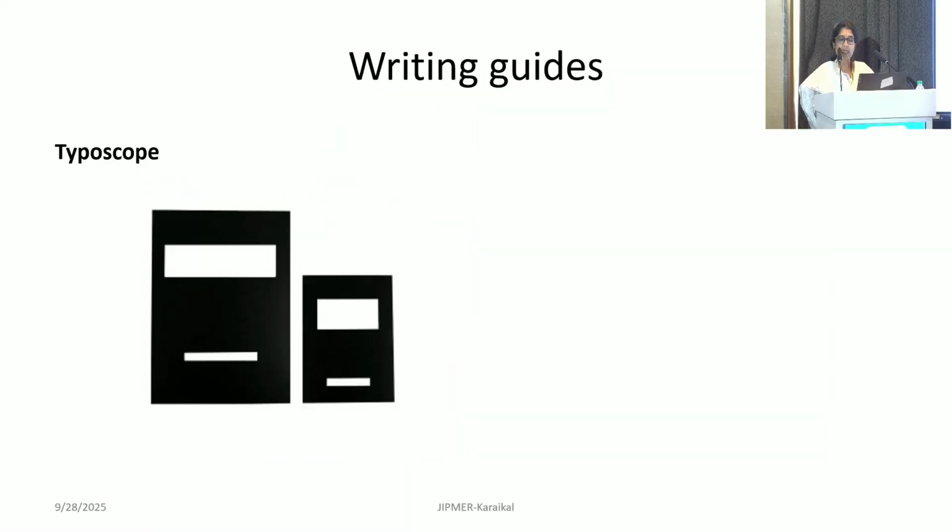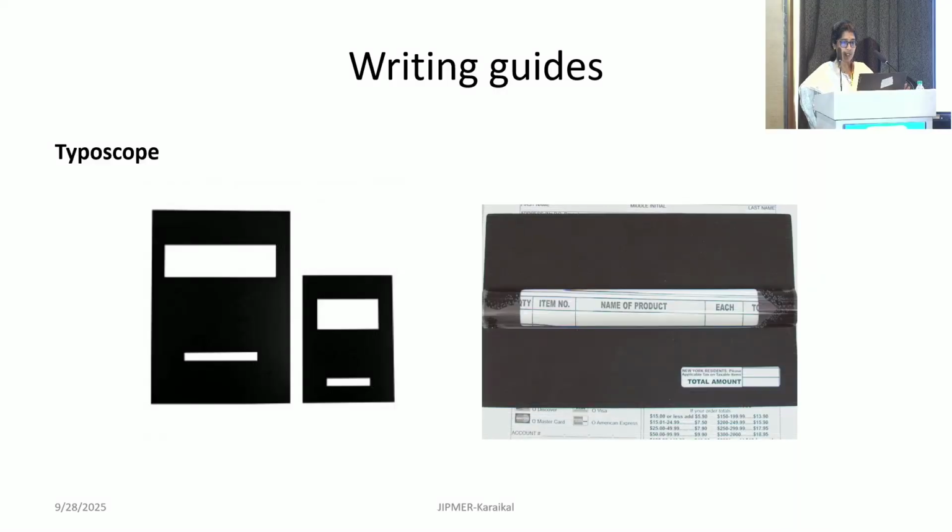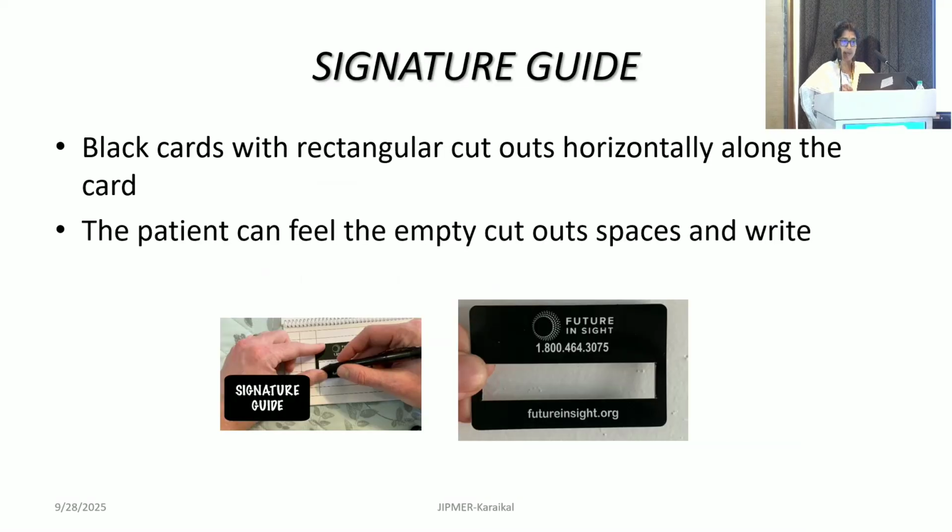This is about the writing guides. These are called typoscopes. They cut down the light from the periphery. So whichever line they want to read, on that alone they superimpose these writing guides or reading guides, and they can read it. The same thing is used as a signature guide as well. In that cutout space alone, they can just put the signature.